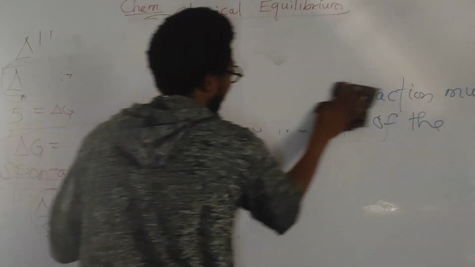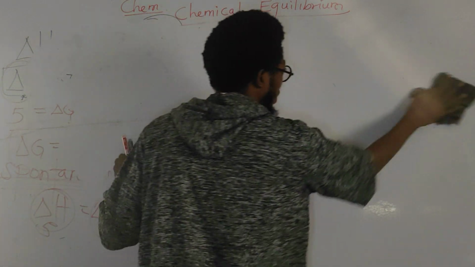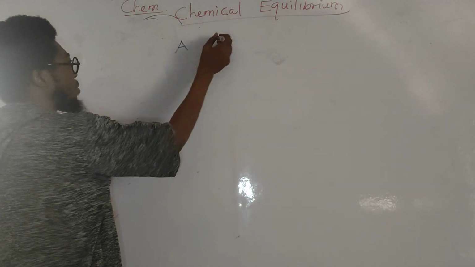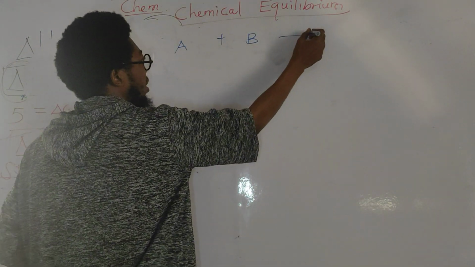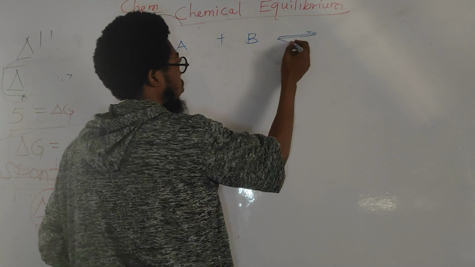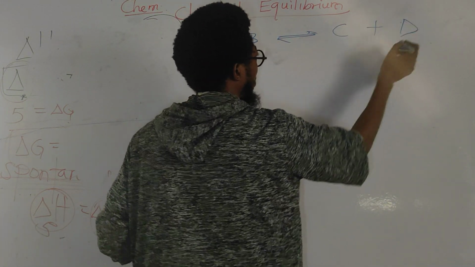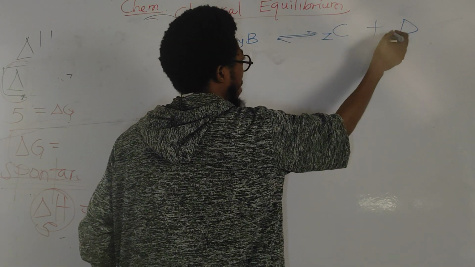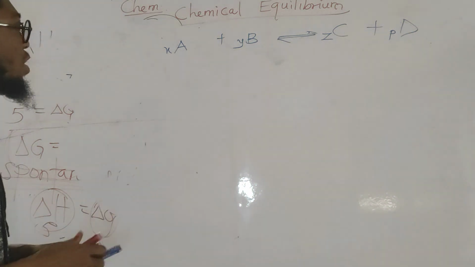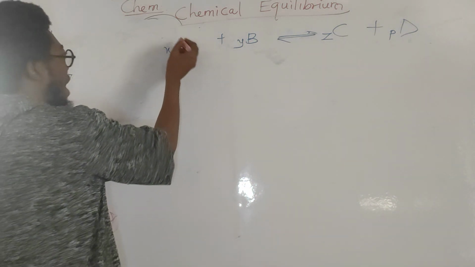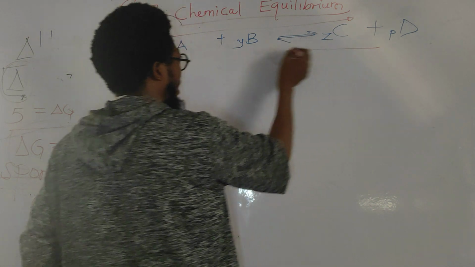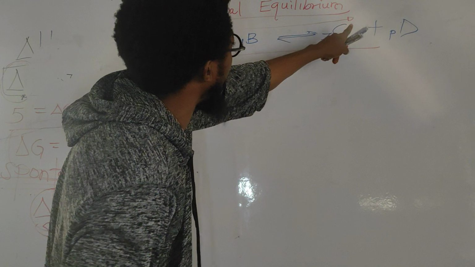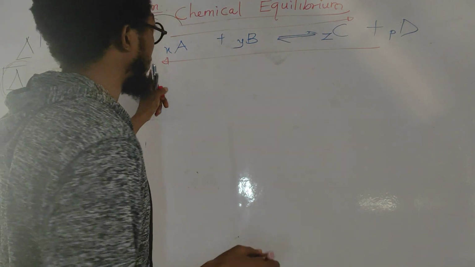So if I write anything now, and the reaction is a reversible reaction, such as, let's say A plus B, let's say it's giving us in a reversible way C and D. Let's put X mole here, Y mole, Z mole, and P mole. For this particular reaction, if I consider here to be my forward reaction and here to be my backward reaction, the rate at which this forward reaction occurs must be equal to the rate at which the backward reaction occurs.